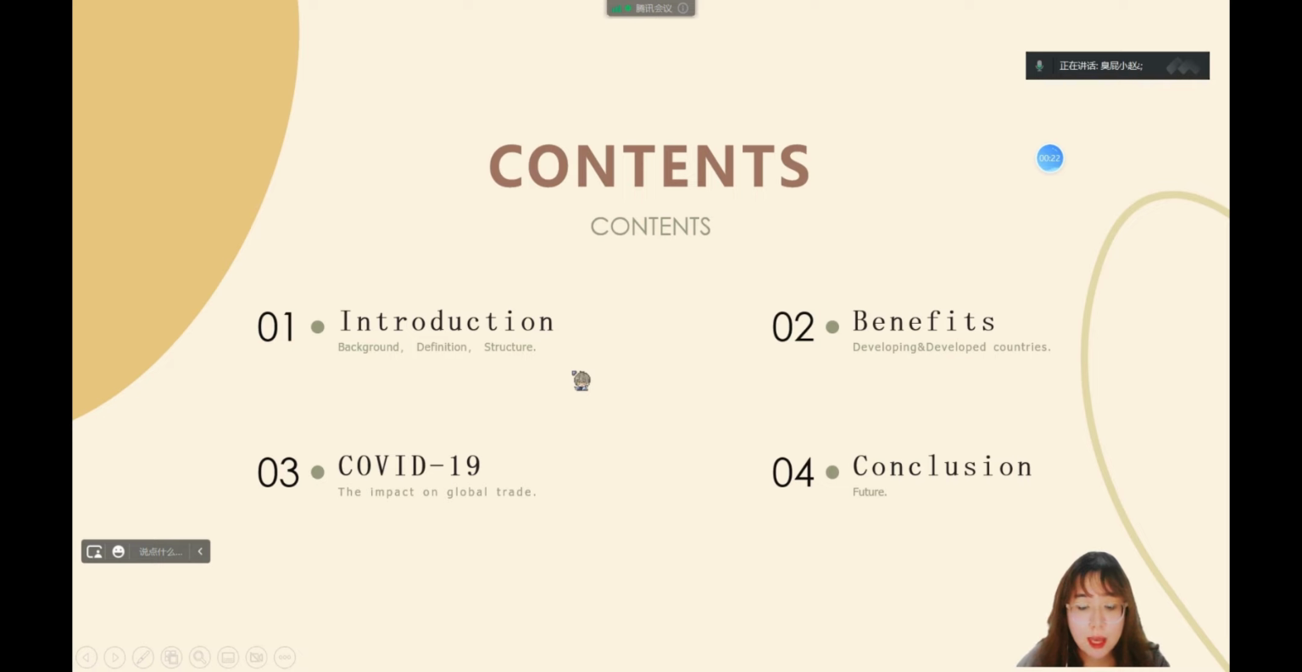In the first part, I will introduce the background of globalization and tell you what is globalization and the content structure of our presentation. In the second part, my partner Lu Yuanbing will talk about benefits of global trade for developing and developed countries. In the third part, my partner Shen Yixi will talk about the impact of COVID-19 on global trade. In the last part, my partner Zhao Yongcheng will do a summary and speculate on the future of development of global trade. Let me begin by looking at the introduction.